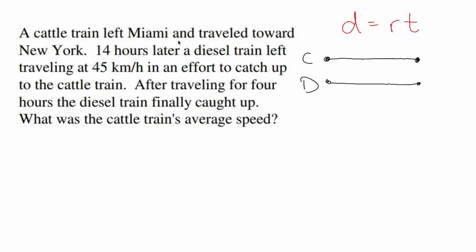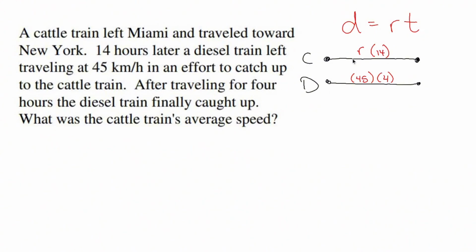A cattle train left Miami and traveled towards New York. 14 hours later, a diesel train left traveling 45 miles an hour in an effort to catch up. After traveling for 4 hours, the diesel train finally caught up. So this is what we know. We know that the diesel train, its R is 45, so I'm going to replace R with 45. Its T is 4, for 4 hours. The cattle train, we don't know, and that's what we need to try to find. So we'll call you R, but what we do know is that it took 14 hours of traveling. Now, this distance is equal to this distance.